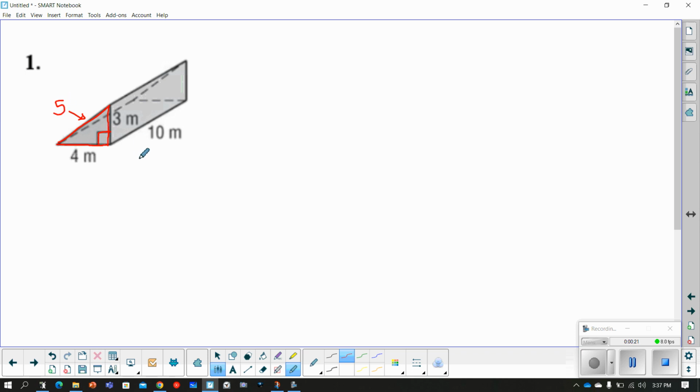It's 5. Okay. You could have found that by doing the Pythagorean theorem. 3 squared plus 4 squared equals that missing side squared. 3 squared is 9, 4 squared is 16. 9 plus 16 is 25. The square root, remember how to do this? We've done this multiple times. Square root of x squared is x. Square root of 25 is 5. Okay, so we could have found that.